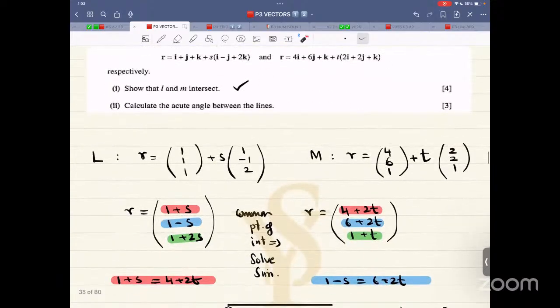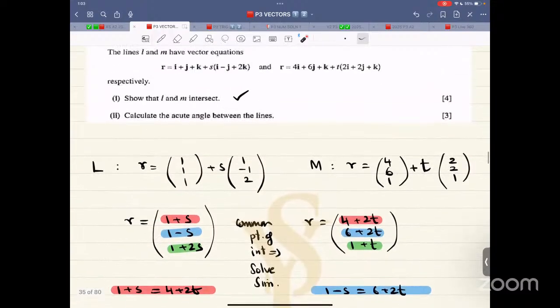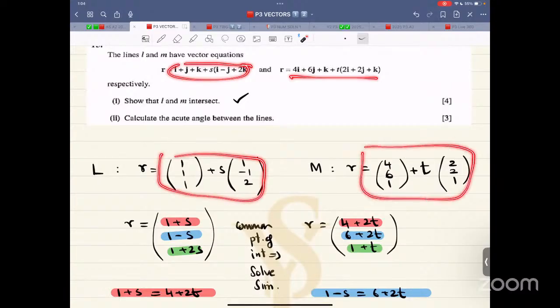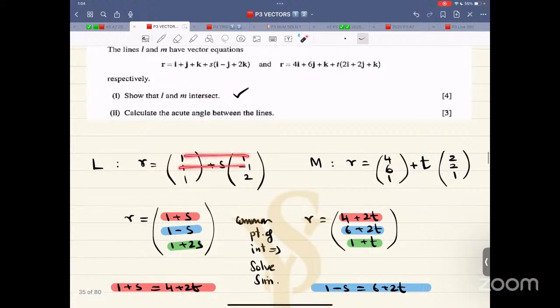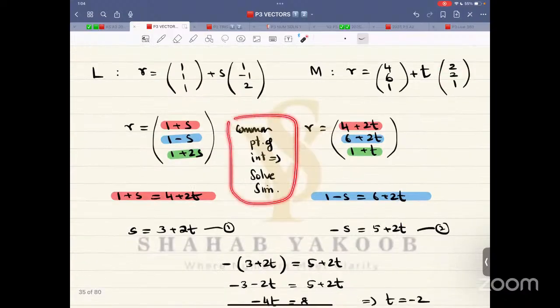For example, over here, it says L and N intersect. So whatever equations that you have, first of all, write in the column vector form. This equation, write in the column vector form. Expand, expand, expand, you get three equations. Expand, you get three equations. There is a common point of intersection between the two, solve simultaneously. So again, three equations, two unknowns. The third one is for checking.